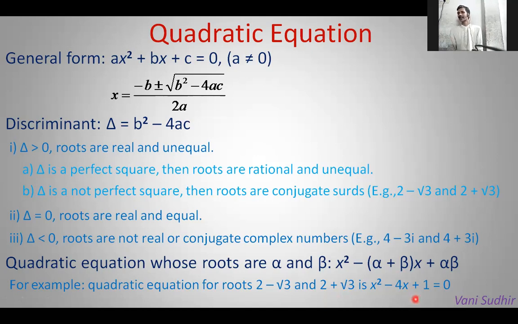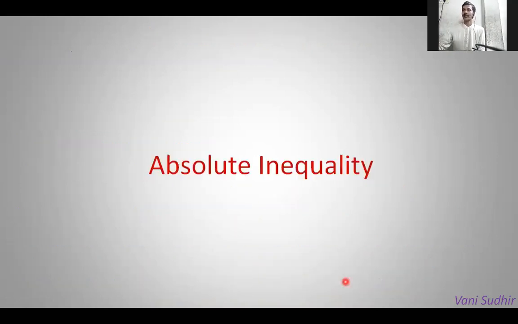Why they are conjugate sets means not only the product, the sum is also a rational number. If you add them or if you multiply them, again you will get a rational number. That's why they are called conjugate sets. Next, we'll talk about absolute inequalities.